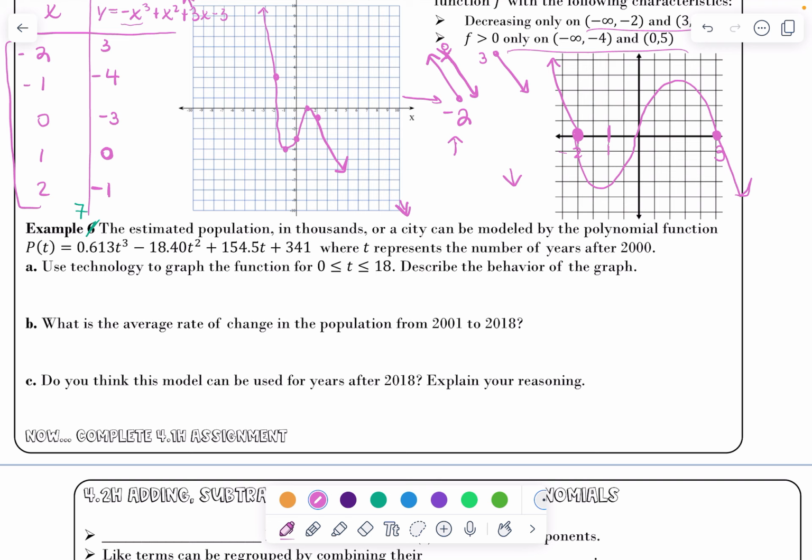The estimated population in thousands of a city can be modeled by the polynomial function P of t equals 0.613 t cubed minus 18.40 t squared plus 154.5 t plus 341, where t represents the number of years after 2000. Using technology to graph the function for t greater than 0 and t less than 18, describe the behavior of the graph.